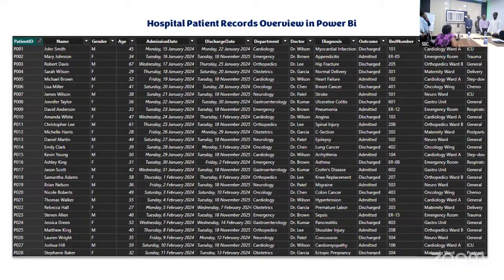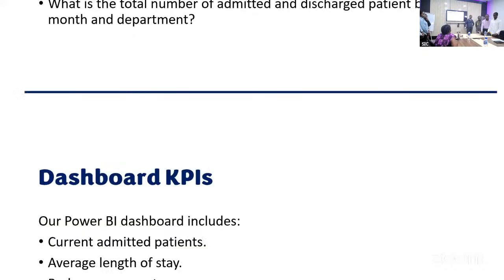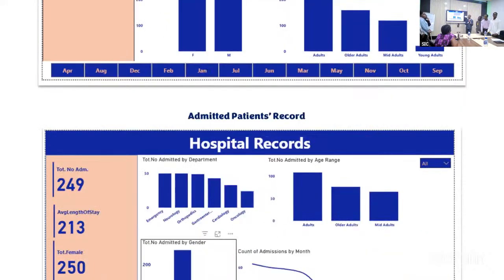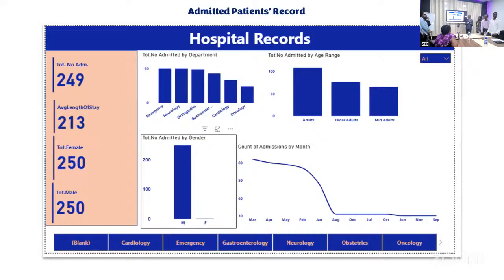Yeah. I also noticed something in the dashboard. It said total patient by gender. I can see that the female and the male are almost the same, right? These are the total that came in, the total patients. Then when you go down to your second dashboard, I'm seeing now that the total admitted by gender, the males are 250, 600 and something, but the females are negligible. So what happened to the females?